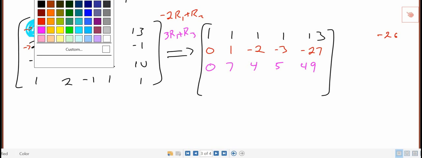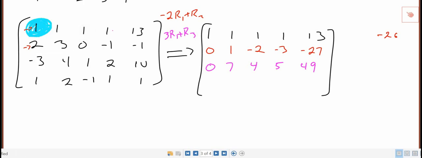And now I want to get a 0 in the last row. So for the last row, I'm just going to take that row and subtract row 1 from it. 1 minus 1 is 0. 2 minus 1 is 1. -1 minus 1 is -2. 1 minus 1 is 0 again, and 1 minus that would be -12.